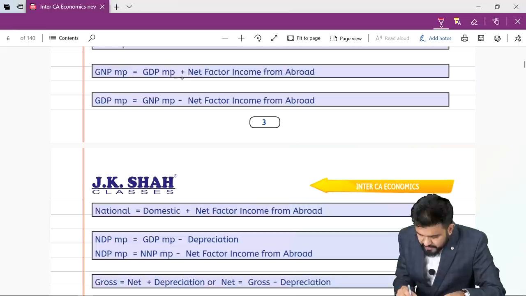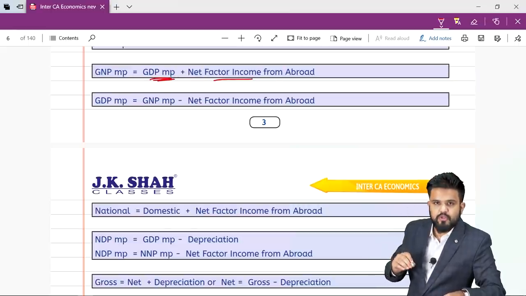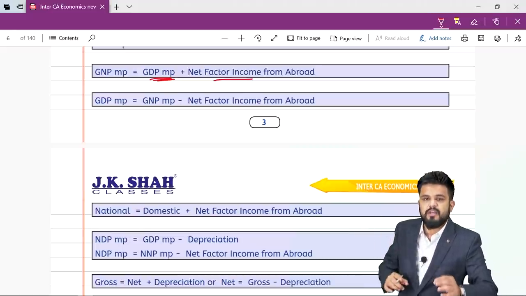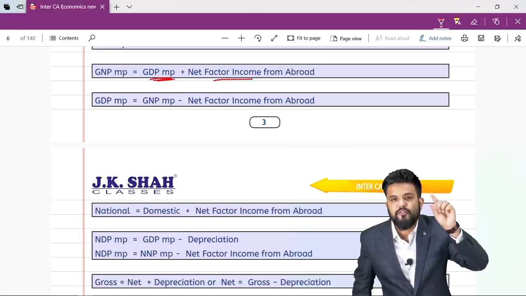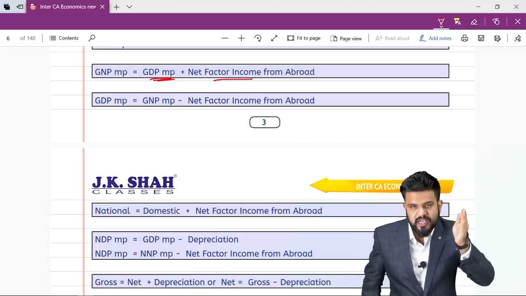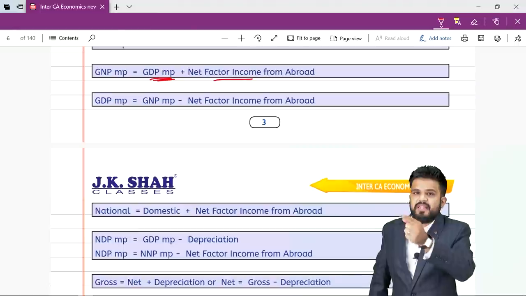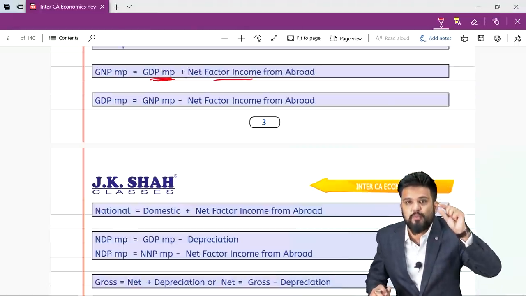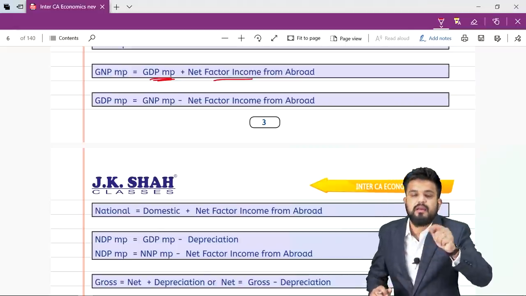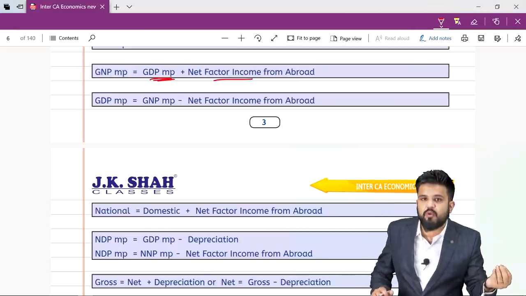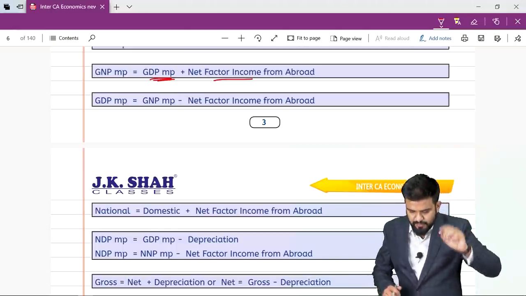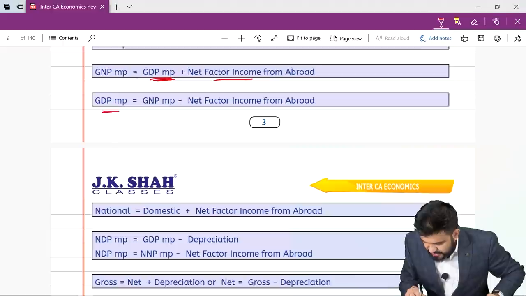Then GNP MP: from GDP, if you add NFIA, so GDP plus NFIA, you get GNP. So students, please remember three things. First, the first alphabet changes, like G becomes N, minus depreciation. Second, the second alphabet changes, that is domestic, D becomes N, add NFIA. And when you are going from MP to FC, minus IT plus S. Please remember three things.